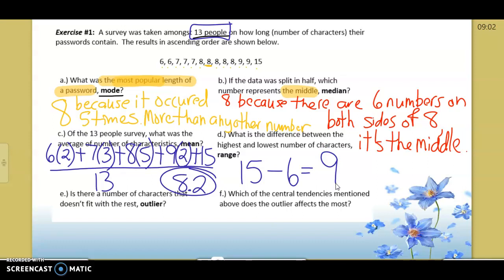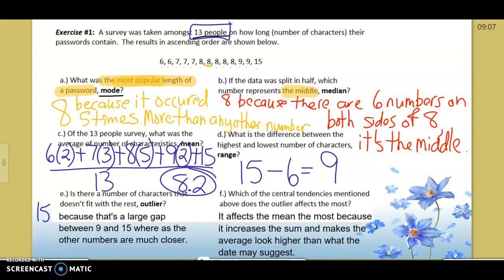Doesn't fit with the rest. And so that is called an outlier. I kind of call this like an outlaw. An outlaw is somebody that doesn't kind of go with the norm, somebody that doesn't really follow the rules. Similar with an outlier, is there a number that doesn't fit with this set of data? And that would be a yes. That would be 15. Now, 15 was the outlier because that's a large gap between 9 and 15, where the other numbers were much closer.